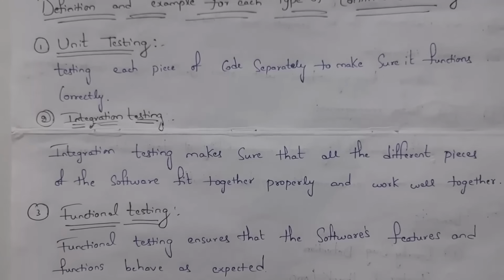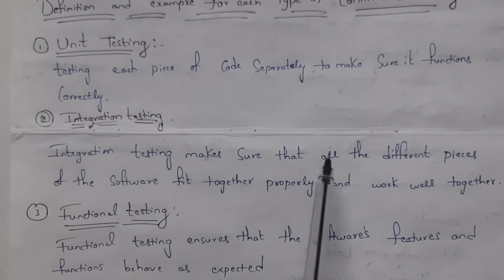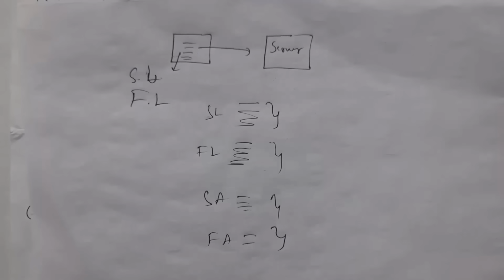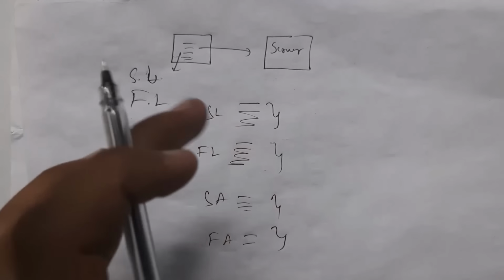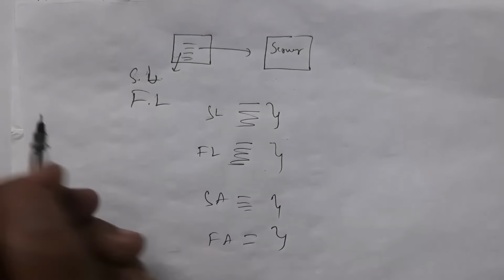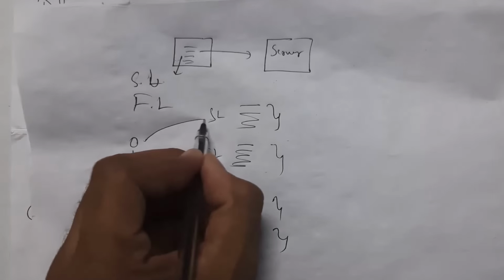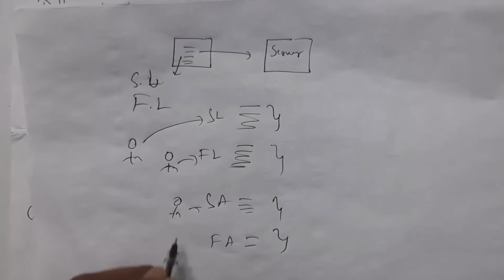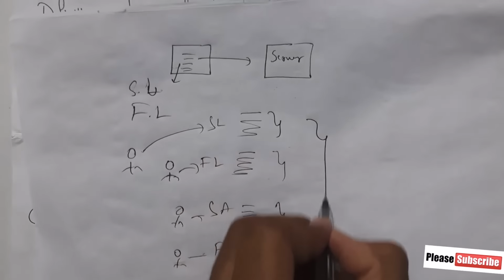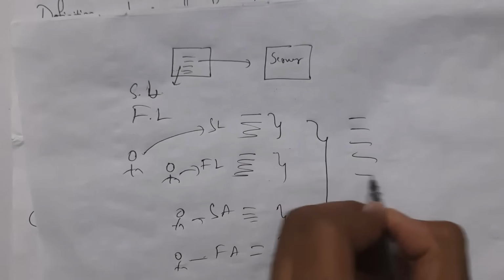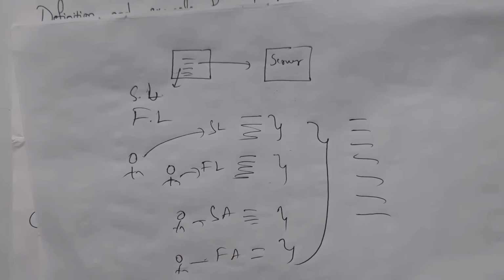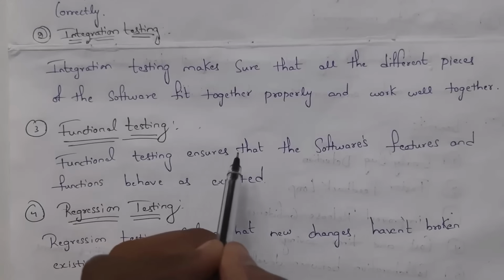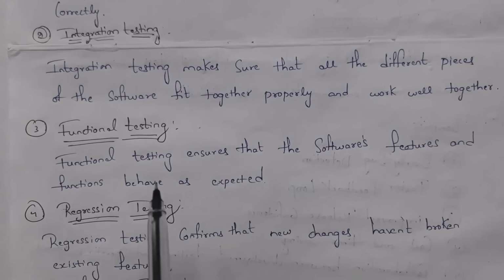Second one is integration testing. Integration testing makes sure that all the different pieces of the software fit together properly and work well together. Guys, as we know, in software company, in order to develop entire software, only a single developer will not write entire code. One piece of code is written by one developer and next piece of code is written by another developer. So at last what they will do is, they will combine all this code. So after combining all this code, again they will perform testing. This is known as integration testing. Next one is functional testing. Functional testing ensures that the software features and functions behave as expected.